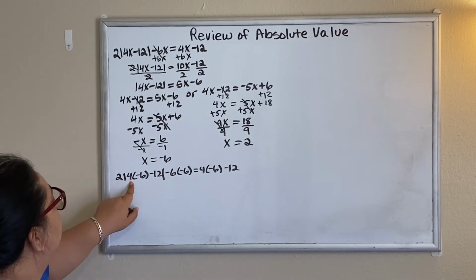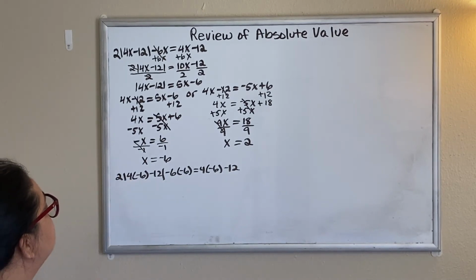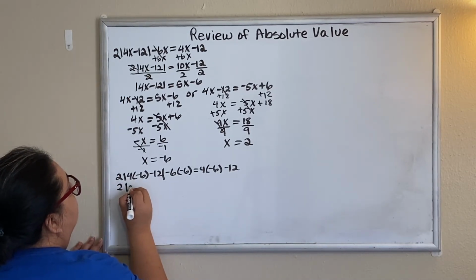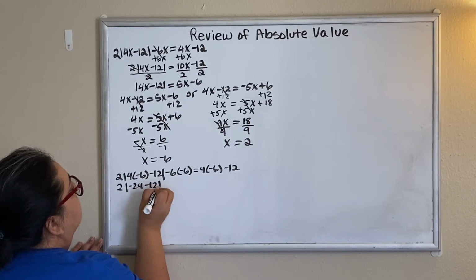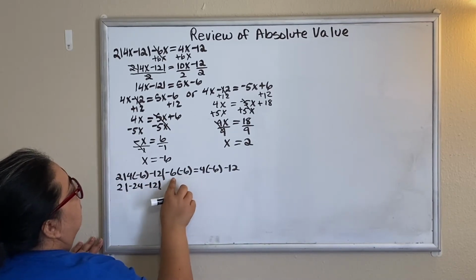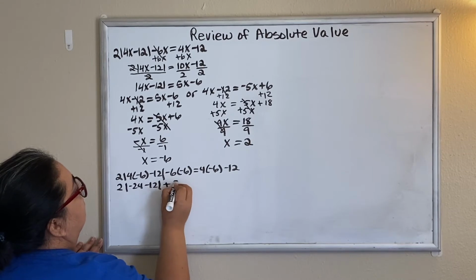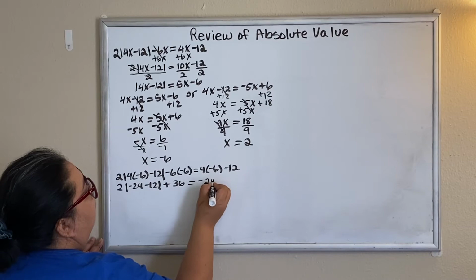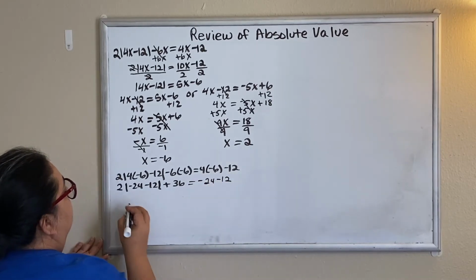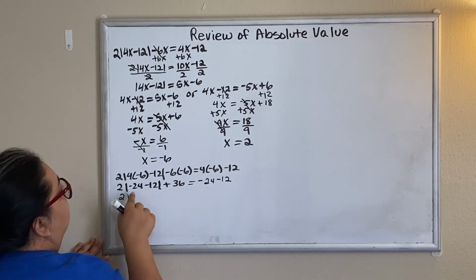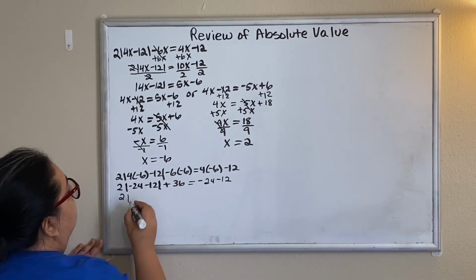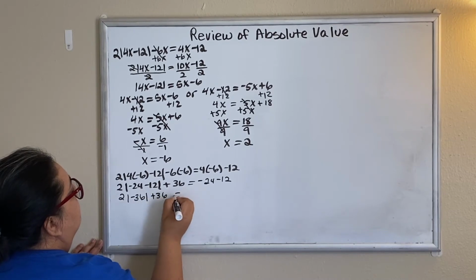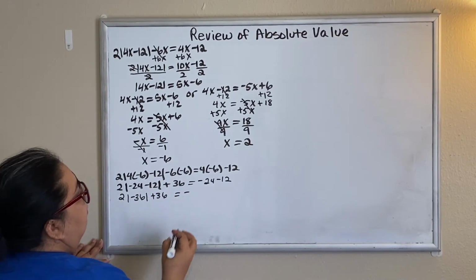So now, over here on the inside, 4 times negative 6 is negative 24. So we're going to say 2, absolute value of negative 24, minus 12, minus 6 times negative 6. That's 2 negatives, so that's going to be a positive 36. Equals 4 times negative 6, that's negative 24, minus 12. 2 times the absolute value of negative 24 minus 12 is a negative 36. Plus 36 equals negative 36.